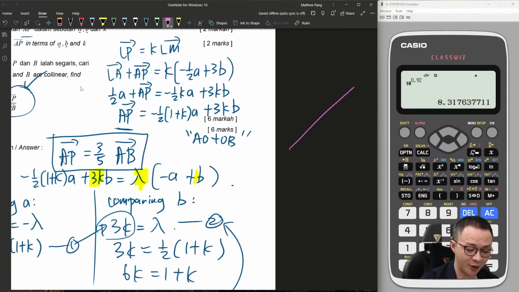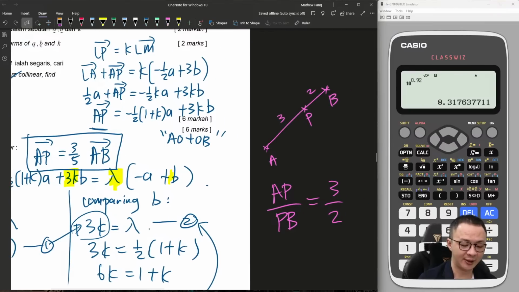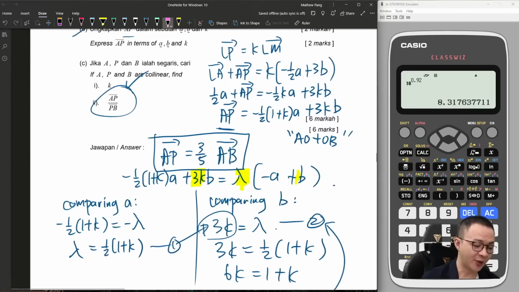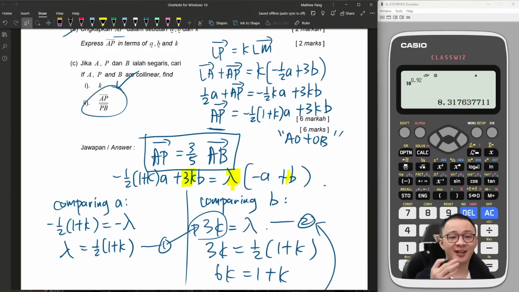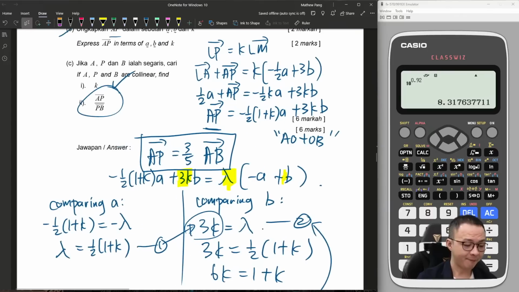We just imagine we have a line A, P, B. Because A to P takes 3 ratio, A to B takes 5 ratios, this is 2, right? Isn't it? It makes sense, right? So therefore, AP over PB is basically 3 over 2. Done. Okay, this one is basically just getting the ratio of them and then writing it down. Okay, easy.